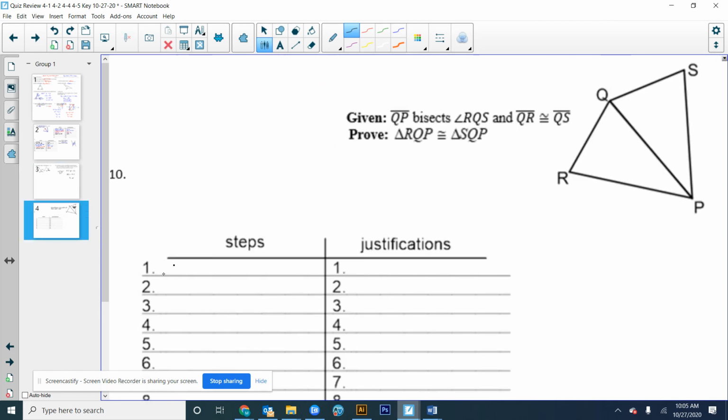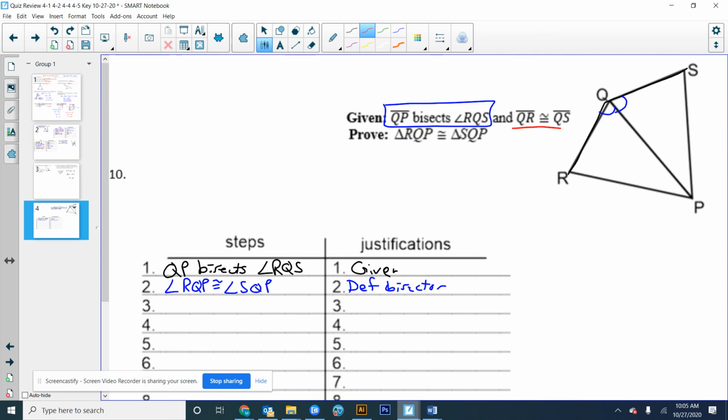Last one, QP bisects angle RQS, given. Here's RQS, it's this angle here. So if you cut that angle in half, you get these two congruent angles. Angle RQP congruent to angle SQP. The definition of a bisector. All right, and then the other given says QR is congruent to QS. Given.